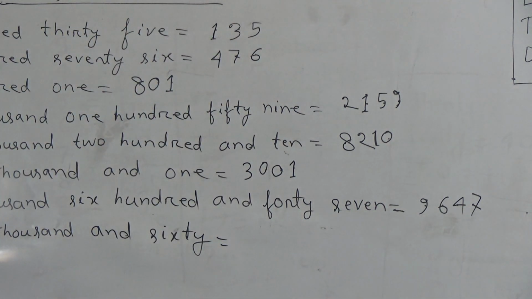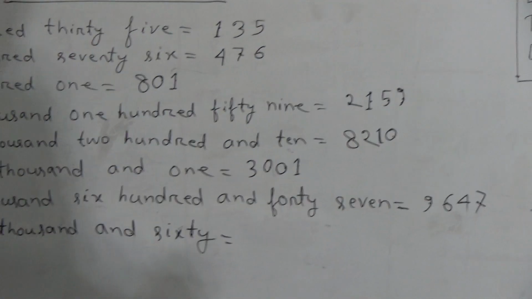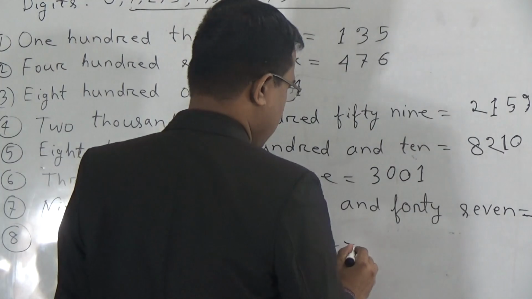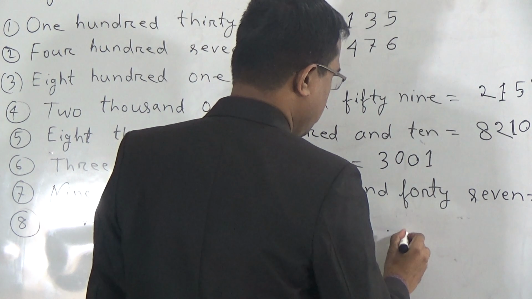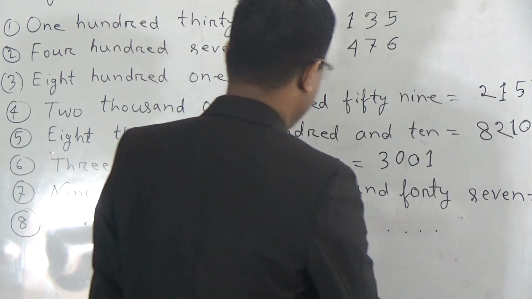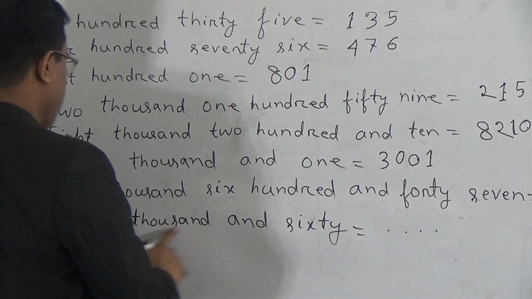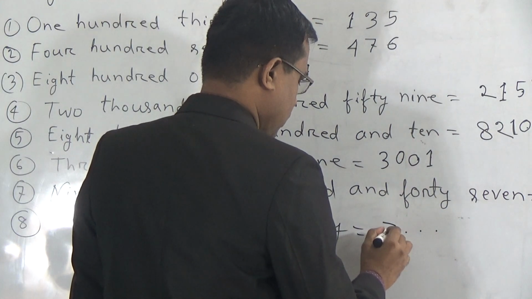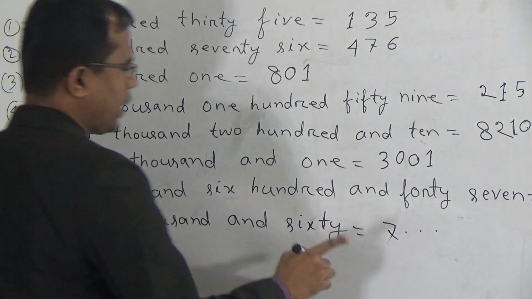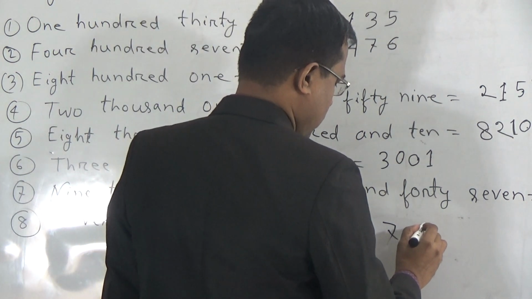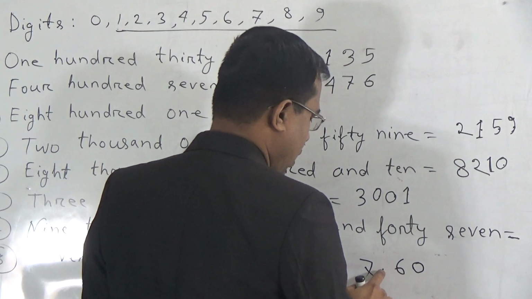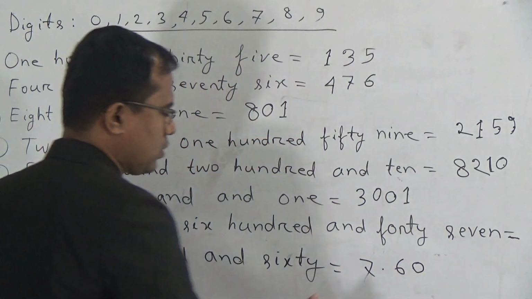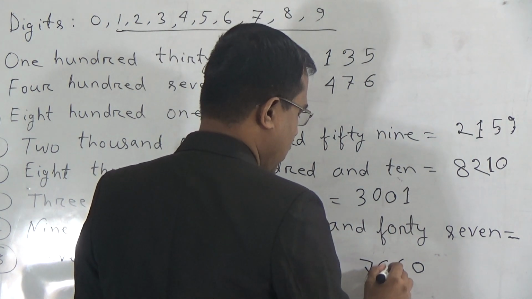Now the last one, number 8, is 7060. Thousands place exists, so we have to take a total of 4 places. 1, 2, 3 and 4. In thousands place we have to write 7. 7060. In tens place we have to write 6 and in ones place we have to write 0. Here hundreds place is blank, so we have to give 0 in hundreds place.